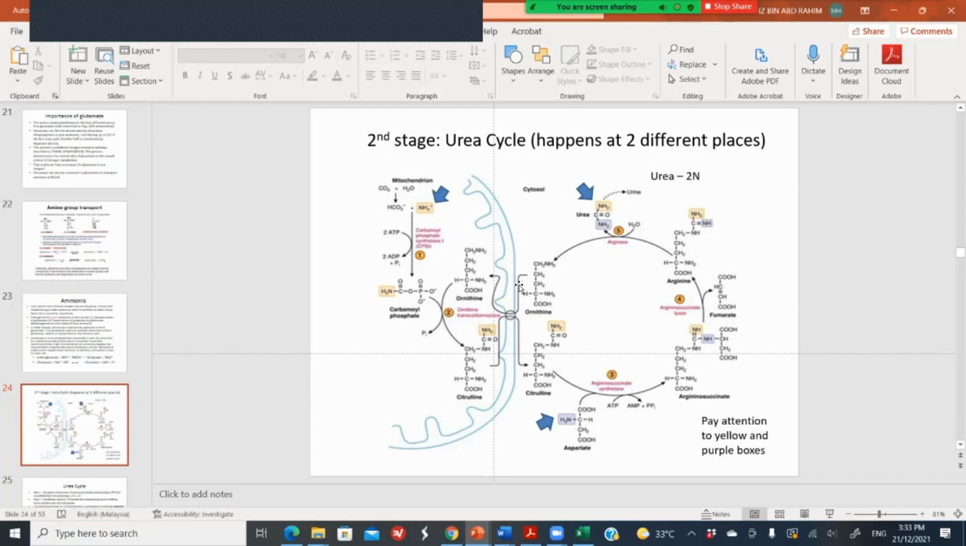Ornithine ni salah satu jenis amino acid lah, tapi bukan 20 amino acid. Dia ada dua jenis amino acid. Satu yang 20 itu we call as protein amino acid. Yang bukan 20 itu dia panggil non-protein amino acid lah. Dia tak menghasilkan protein. Tapi tak penting untuk tahulah.